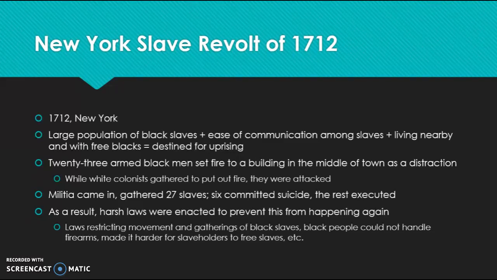The rest of them were executed. Most of them were burned alive. So set a fire, you get fired to death. Quite a harsh punishment. As a result, there were much harsher laws put in place to prevent Black people from conspiring together. So restricting movement, restricting gatherings, certainly taking away any right they had to handle a firearm.